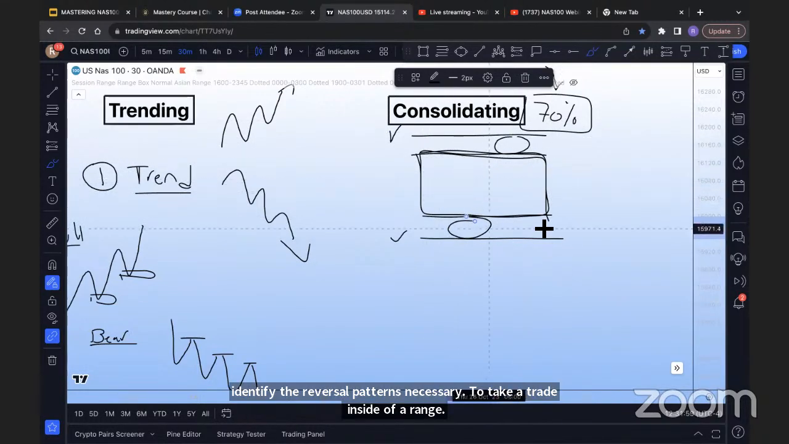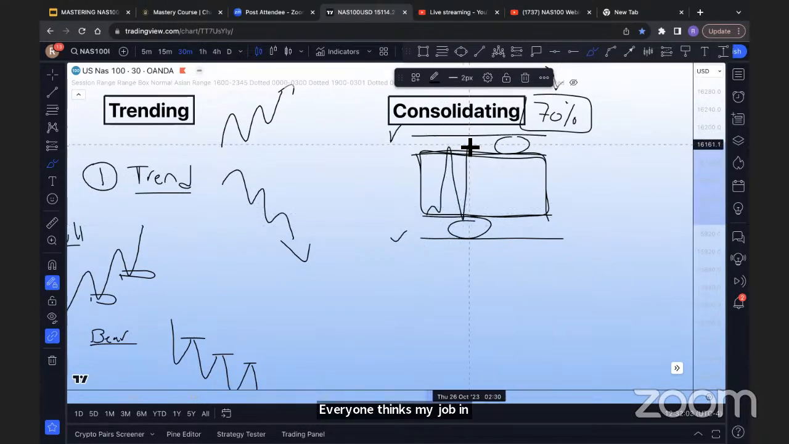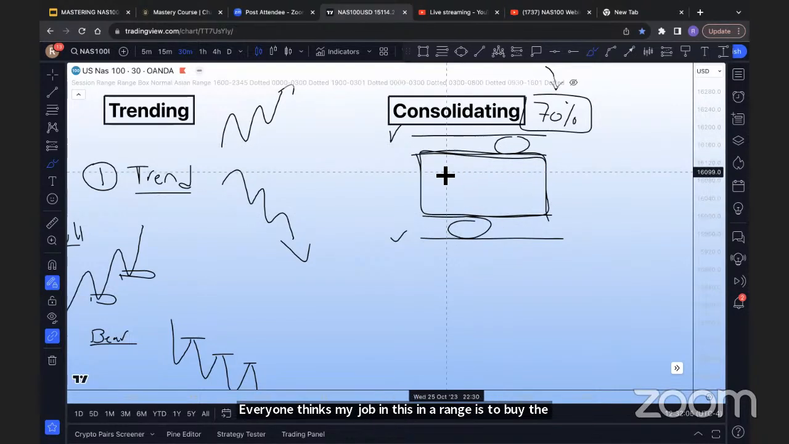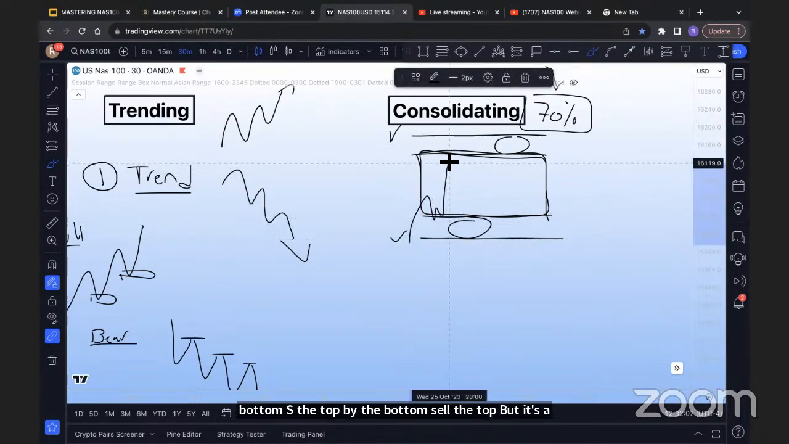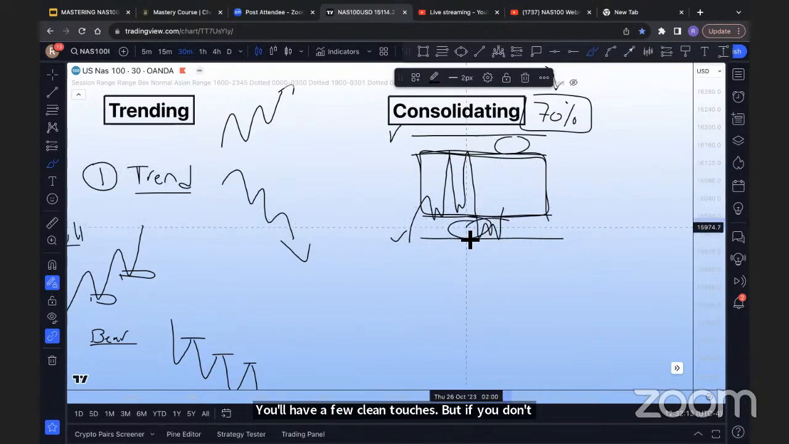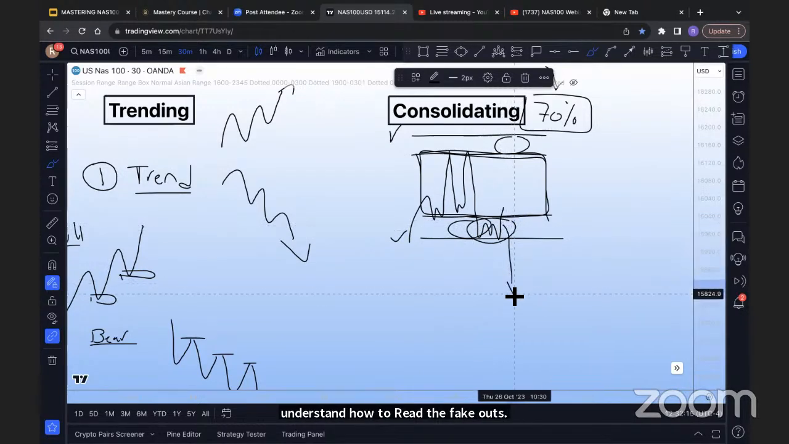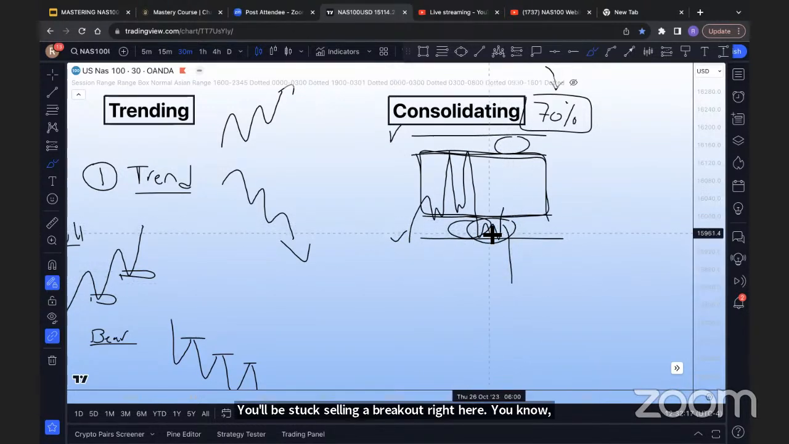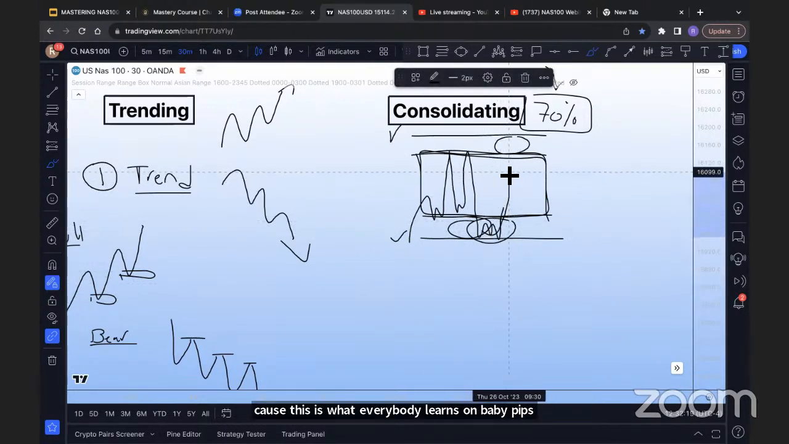Everyone thinks my job in a range is to buy the bottom, sell the top, buy the bottom, sell the top. But it's a bit more than that. You'll have a few clean touches, but if you don't understand how to read the fake outs, you'll be stuck selling a breakout right here, because this is what everybody learns on BabyPips, while people like myself are buying it back to the top of the range.